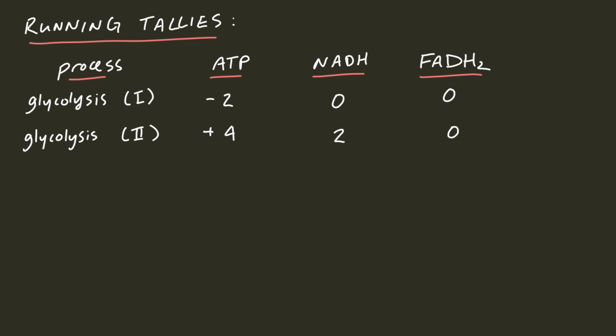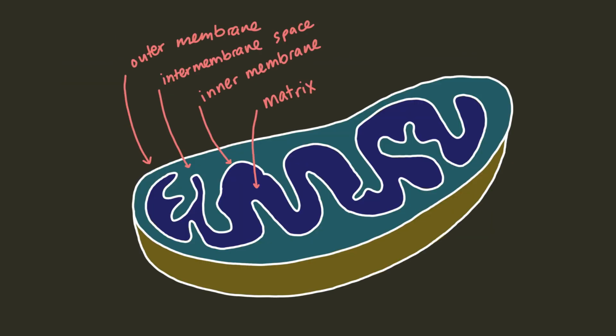To summarize what happened in glycolysis, we lost 2 molecules of ATP initially, but gained 4 in the second half for a net gain of 2 ATP. Our glucose is turned into 2 pyruvates, and we also have 2 NADHs. We're going to create a running tally of these products as we move through cellular respiration. What's next? Pyruvate oxidation, which takes place in the matrix or the innermost part of the mitochondria.